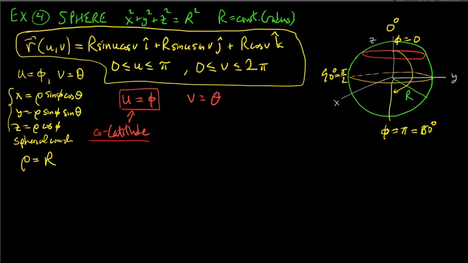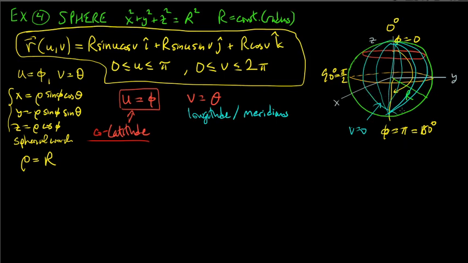What about v? v is theta, right? So those are lines of longitude, or meridians, if I can spell. Right. So if it's going through the x-axis, this might be v equals 0. This might be v equals pi over 2, or 90 degrees, 100 degrees, and so on. So these are all different longitudes here.